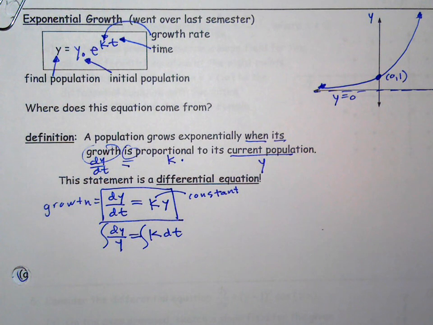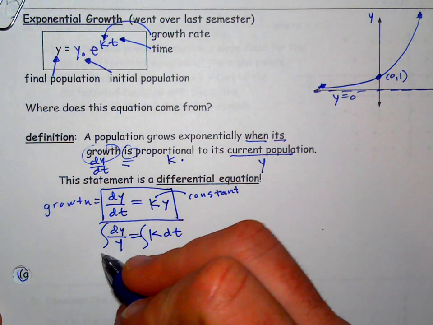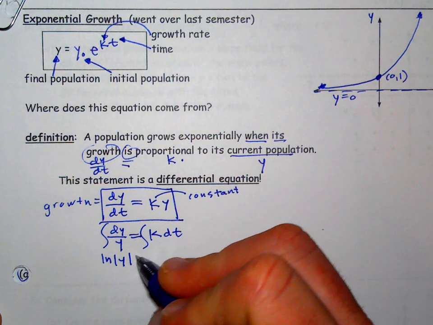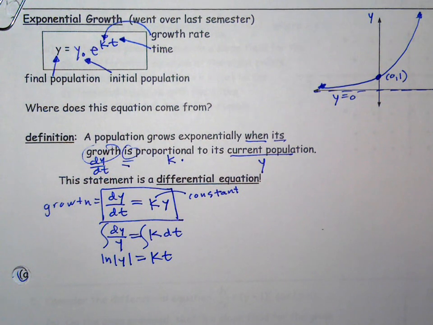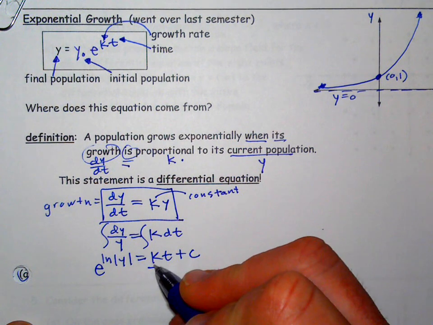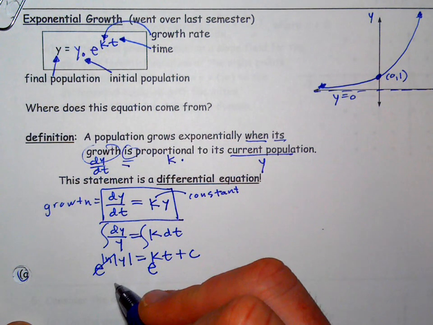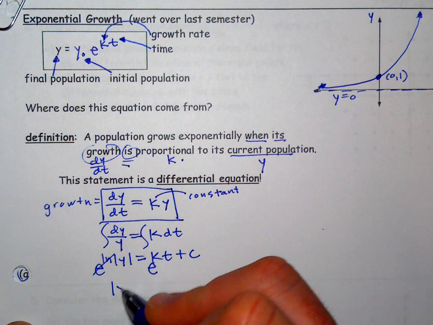And compared to some of the ones we've done, this one's not too bad. Natural log of the absolute value of y equals kt. K is just a constant, a number. So its antiderivative is going to be that number times t plus c, of course. Don't forget the plus c. And then we would exponentiate both sides to get rid of the natural logs. We're trying to get y by itself. We get absolute value of y equals.